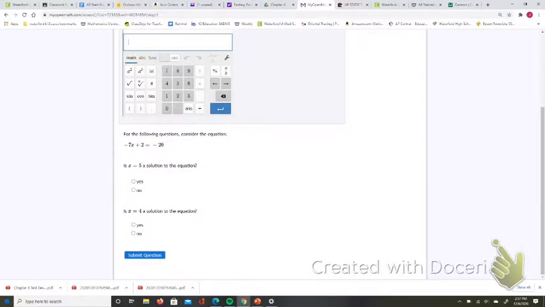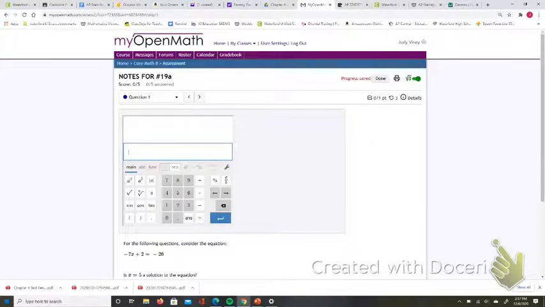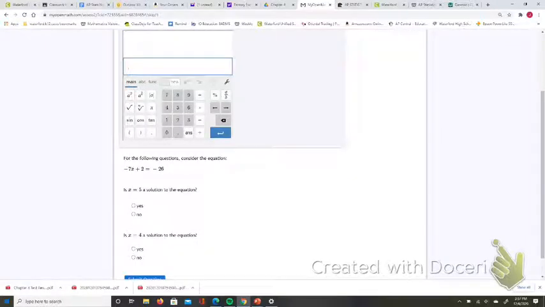So if you look, we have number 1. Again, this is notes for 19A. We're on question number 1, and notice we have a calculator. So we're going to be using the calculator today. We have an equation right here, negative 7x plus 2 equals negative 26. And the question is asking, is x equals 5 a solution to the equation?